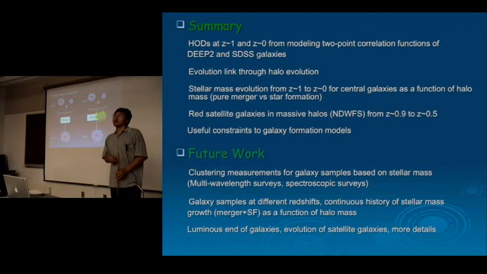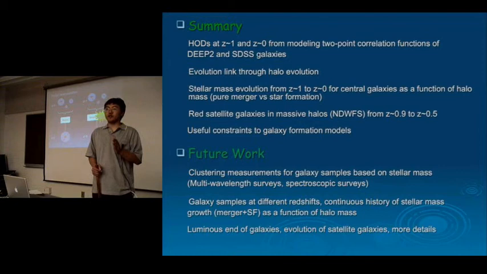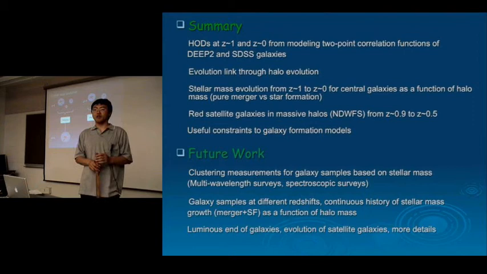For the mass scale, it's not very sensitive because, in addition to the two-point correlation function, I also include the number density of the sample in the modeling. So the number density will give you a very strong constraint on the cutoff mass, so the minimum mass of the halos.